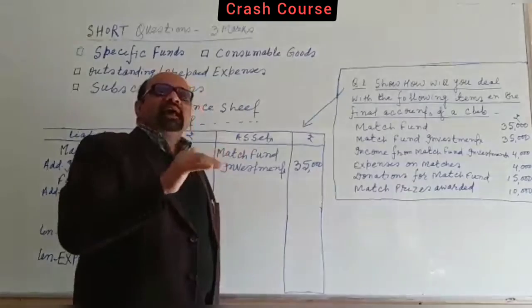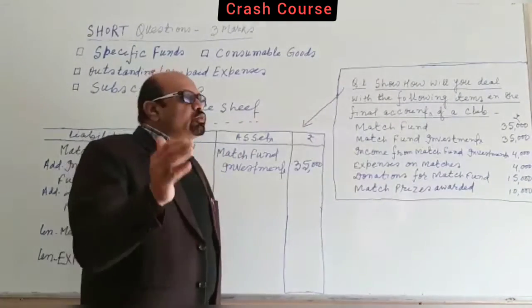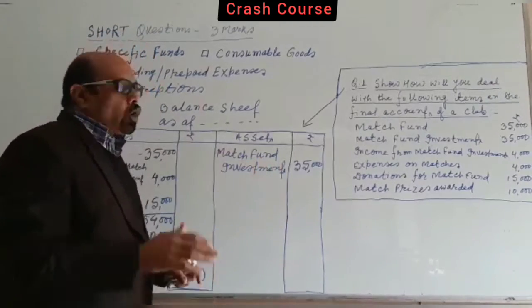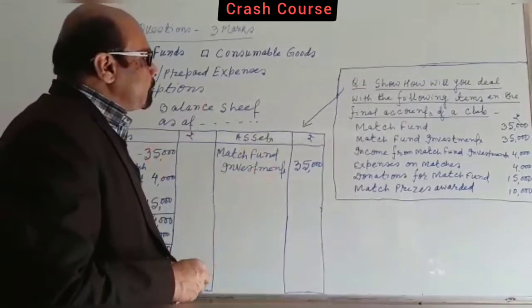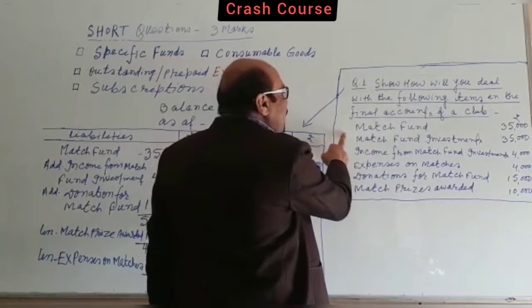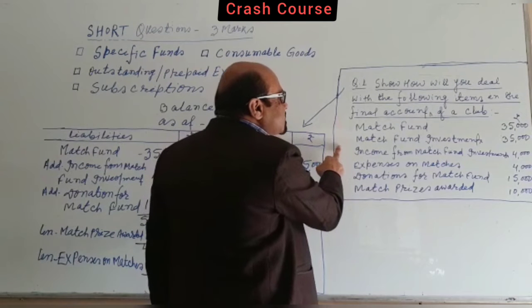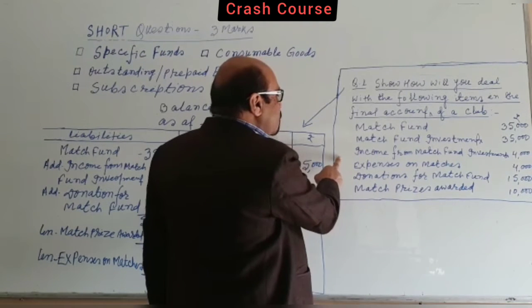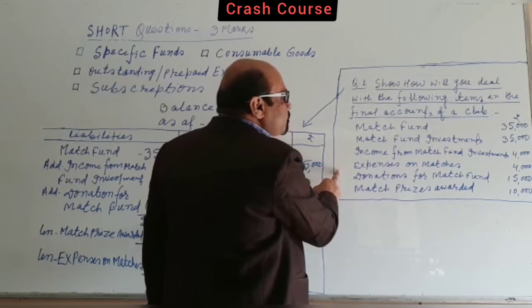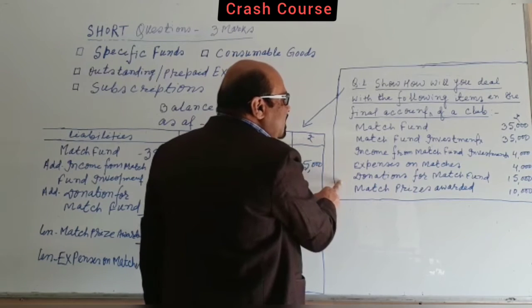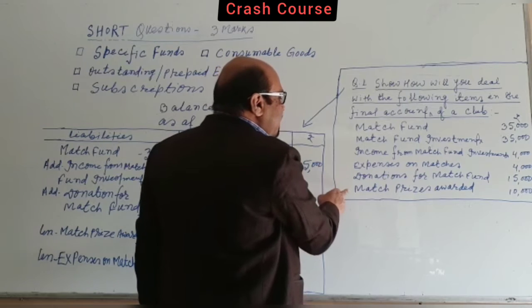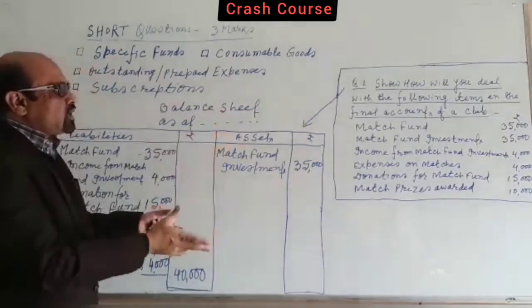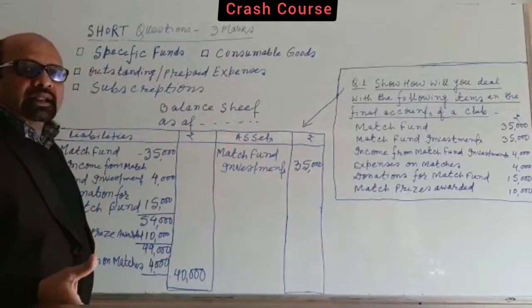But if there is any balance amount in the fund, then we will show it in the liability side of balance sheet. Let us try to understand with one example. The match fund is here 35,000. Match fund investment is 35,000. Income from match fund investment is 4,000. Expenses on matches 4,000. And donation for match fund is 15,000. And match price awarded is 10,000. So you have to show how you will show it in the final account.